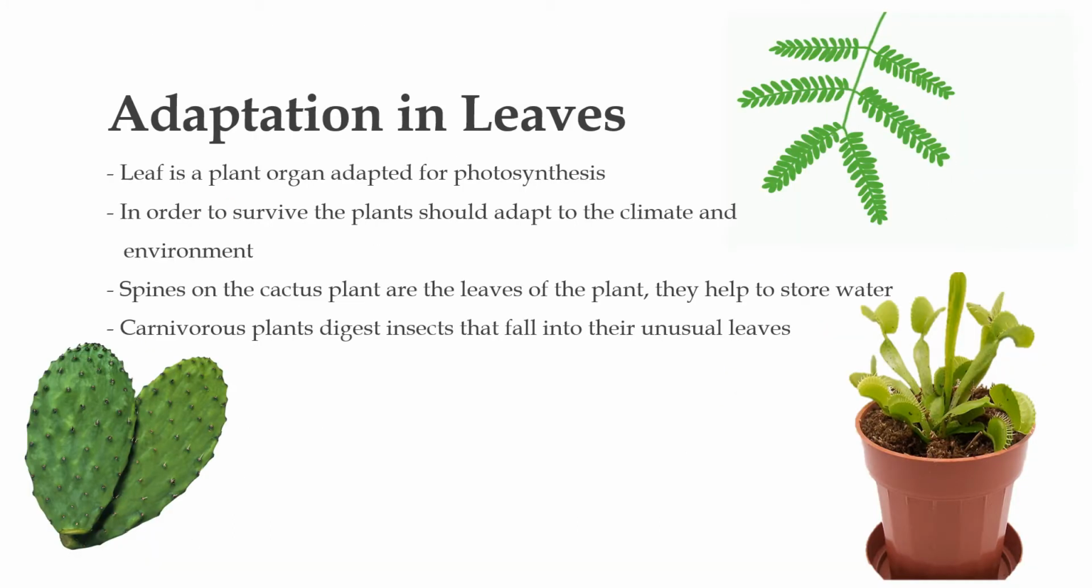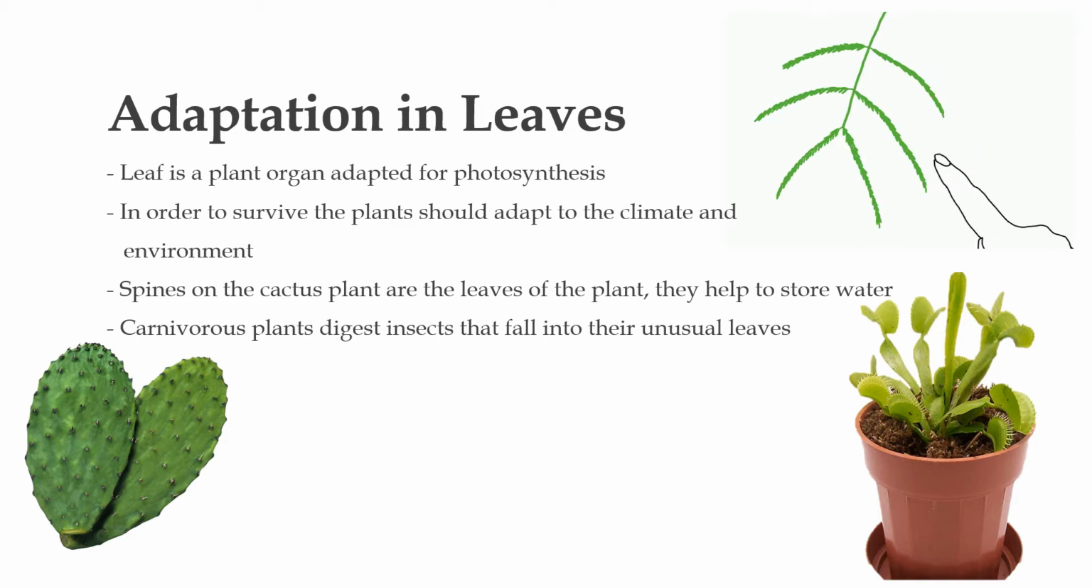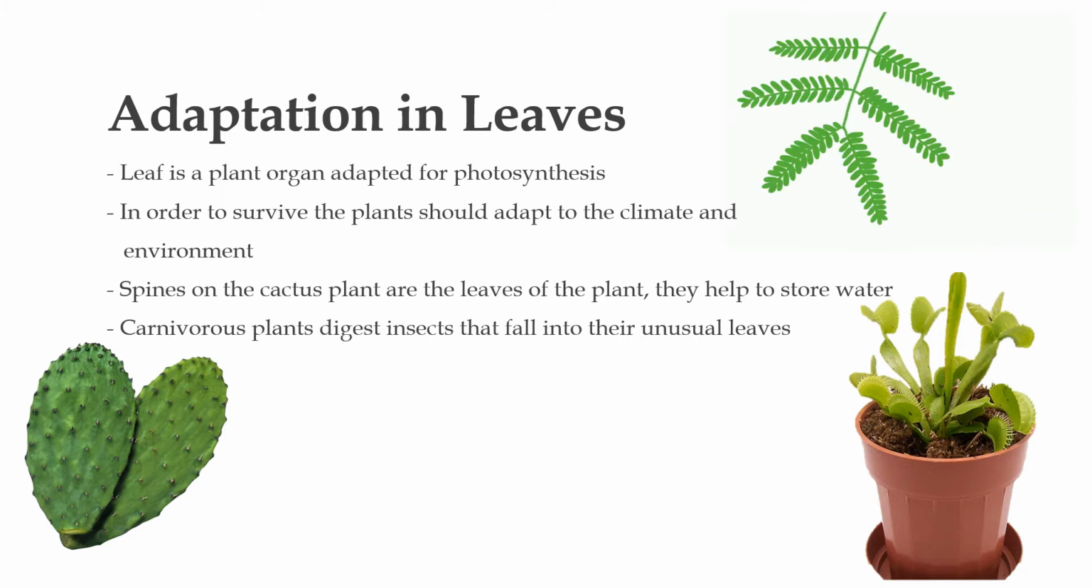Now, let's see the adaptation in leaves. Do you see the picture where someone is touching the leaf and it closes? It's called the touch-me-not plant. So, a leaf is a plant organ adapted for photosynthesis.